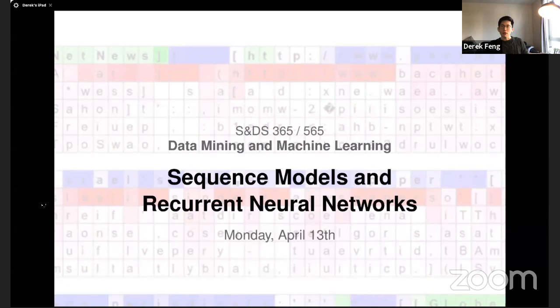All right. Let's get started. So today we're going to move on to another topic. Oh, I was going to mention word embeddings. Okay. Before I start, a few things.